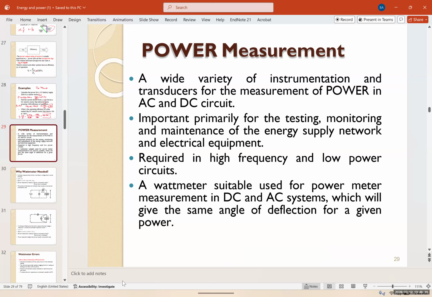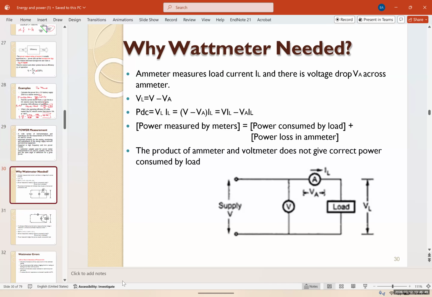Power measurements. A wide variety of instrumentation and transducers for the measurement of power in AC and DC circuits are used. This is important primarily for the testing, monitoring, and maintenance of the energy supply network and electrical equipment. It's also required in high frequency and low power circuits. A wattmeter is suitable for power measurement in DC and AC systems, and it will give the same angle of deflection for a given power. Now, why are wattmeters needed?